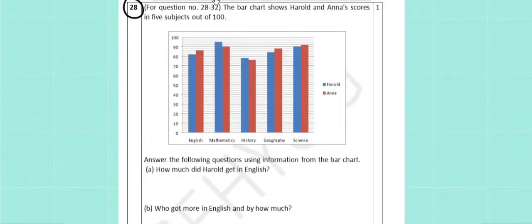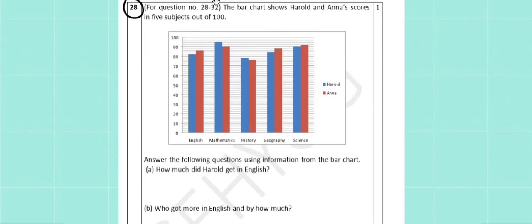From question number 28 to 32, we have a bar chart showing Harold and Anna's scores in 5 subjects. Now, the scores are out of 100, which is shown in the vertical axis, and the subjects are given in the horizontal axis. On the vertical axis, we can see that 10 marks is divided into 5 parts. So, each stripe is for 2 marks.